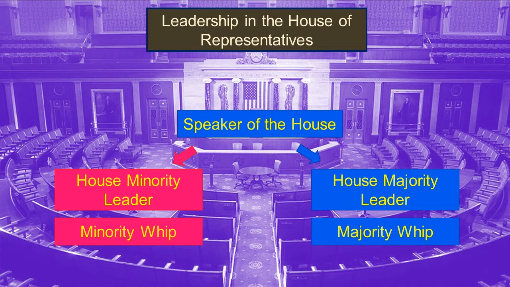do for the party. On the other side, in red, in the House of Representatives, we've got the House Minority Leader. They're going to be the leader of the minority party in the House of Representatives, and their main assistant would be the Minority Party Whip.